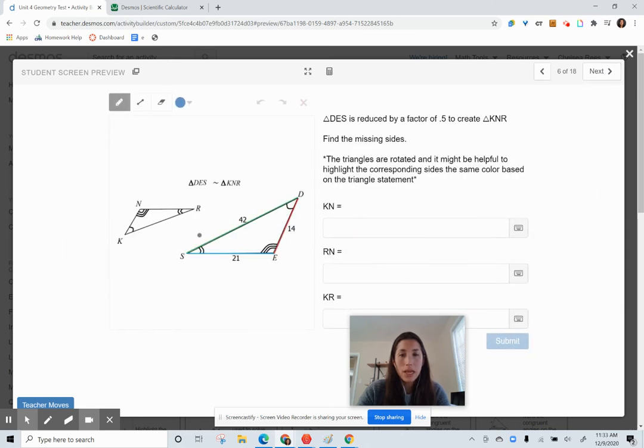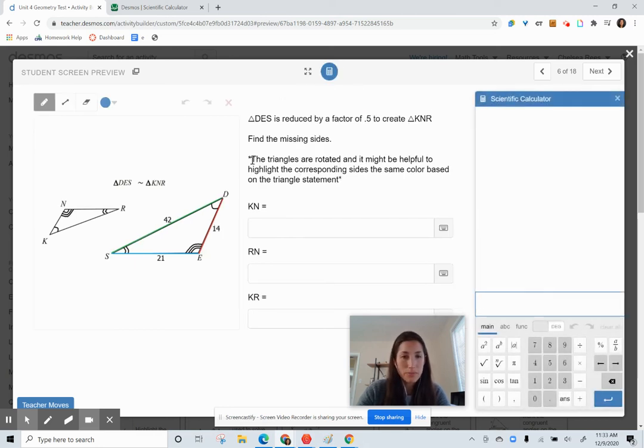Okay, here we are going to match up the sides again. We have our scale factor this time of 0.5. So we're making this figure smaller. So the first side that we're looking for is KN, and KN is this side here. It's going to match up with the red side.